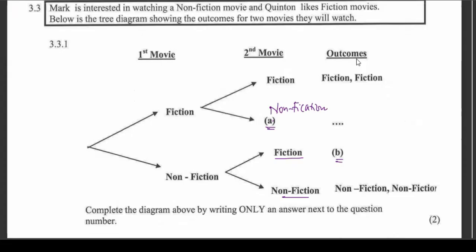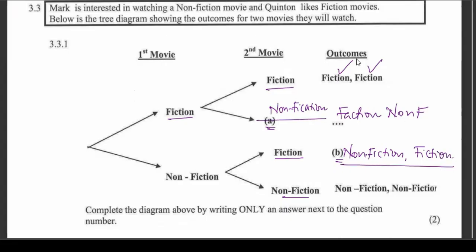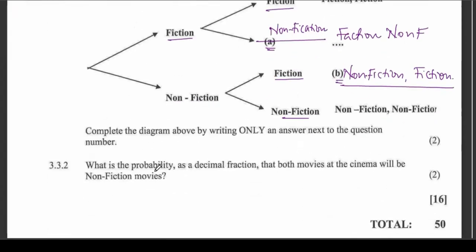Then, what is the outcome? Because here, you see, it's fiction, fiction. Also here, fiction, fiction. That means here it's supposed to be fiction and non-fiction, which is the same here. Here it's supposed to be non-fiction, fiction. So this is the value of B, and this is the answer to A. Okay, we've completed 2 marks.